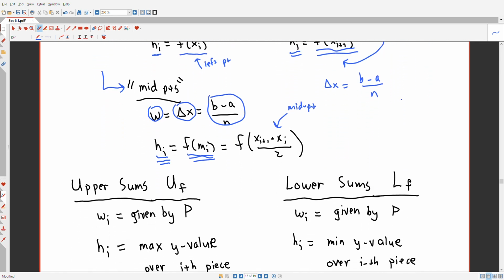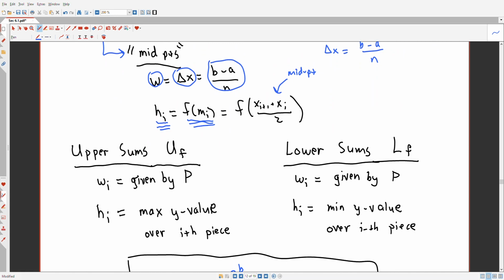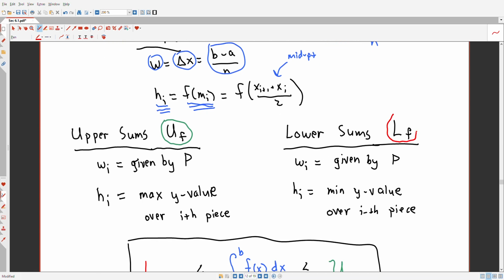And then we ended last time by discussing 2 other ways to use rectangles to approximate this curvy area. These were called upper sums and lower sums. The notation for the upper sums was a capital U, and for the lower sums, a capital L. One thing that was different about both of these was that the widths now were not given by a fixed number. It wasn't given by delta x. The widths were given by saying, here, just chop up the interval into these pieces, this partition P. And that happened with both of these.